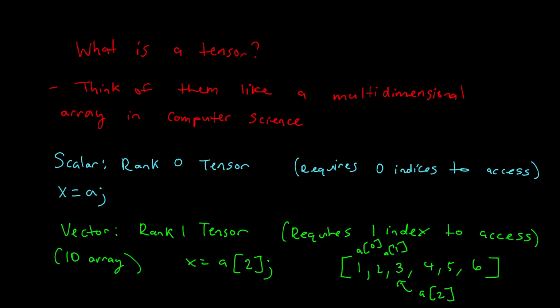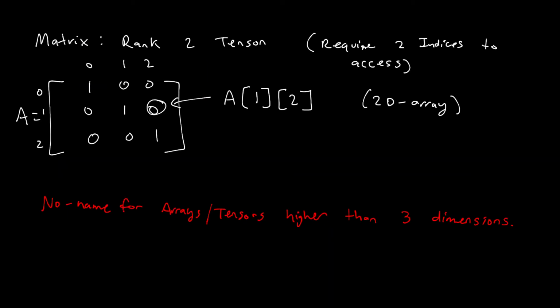So what is a tensor? You can think of tensors like multidimensional arrays from computer science. A scalar will just be a rank 0 tensor because you don't need any indices to access them, while a vector will be a rank 1 tensor since you need one index to access them. And a matrix, you can think of them like rank 2 tensors since you need two indices to access.